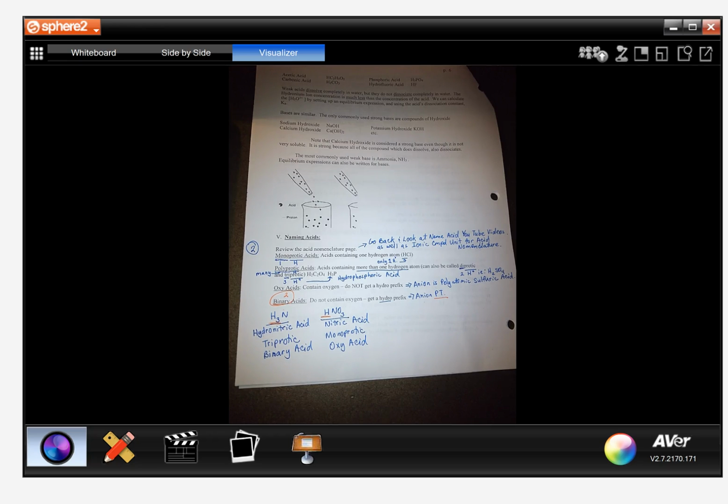Alright, you guys, we're talking about the acid and base unit. First of all, we're going to start by naming acids. This is something you already know how to do. You learned how to name acids in the ionic compound unit.